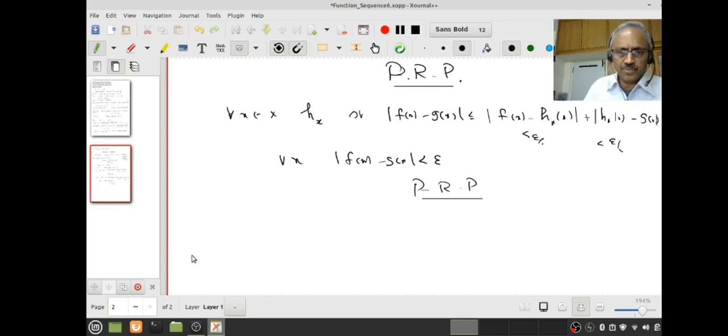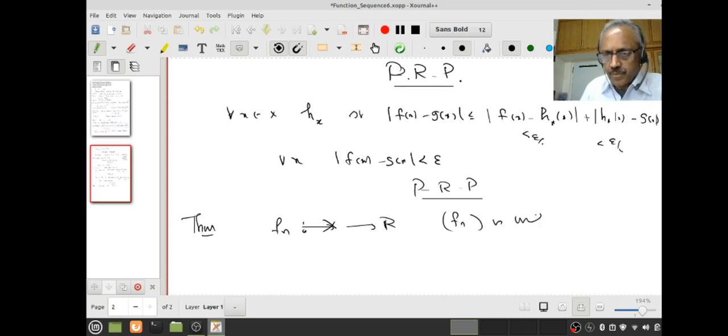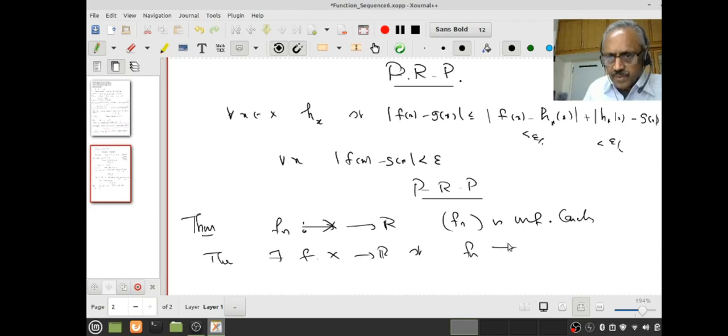Now I'm going to prove the theorem. What is the theorem I want to prove? Suppose f_n from X to R is given, and f_n is uniformly Cauchy. Then there exists a function f from X to R so that f_n converges to f uniformly on X. What have you seen? If f_n converges to f uniformly, then f_n is uniformly Cauchy. Now the converse is proved.